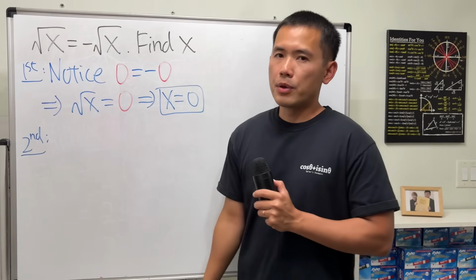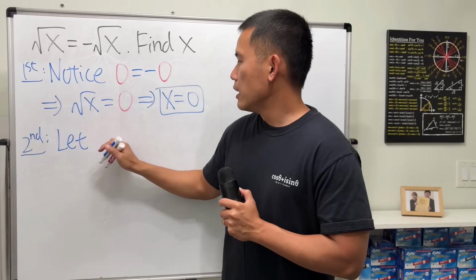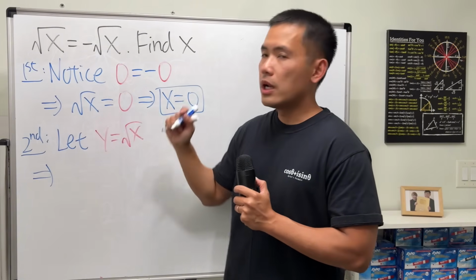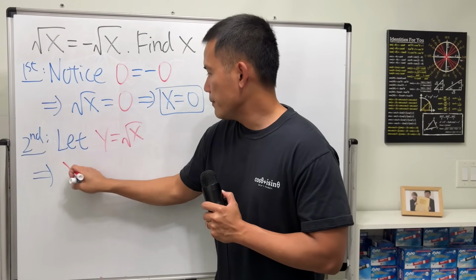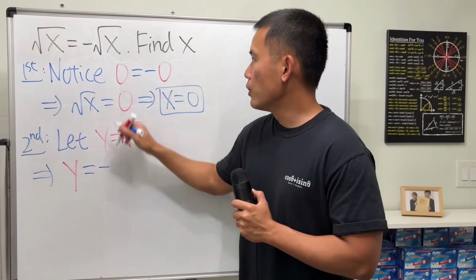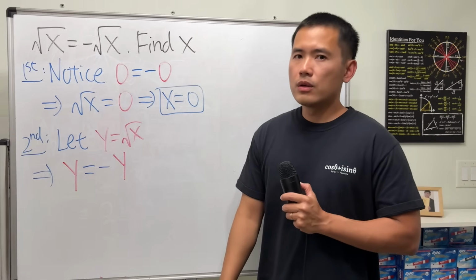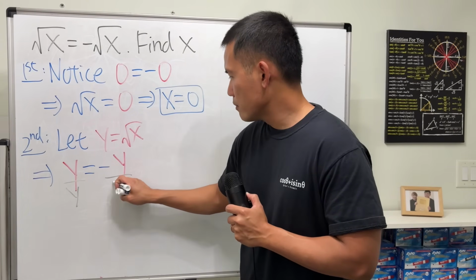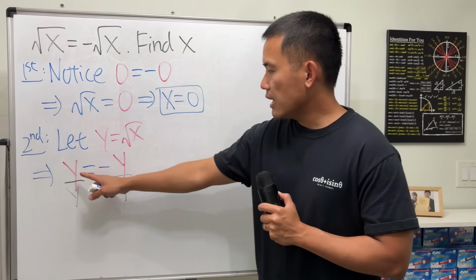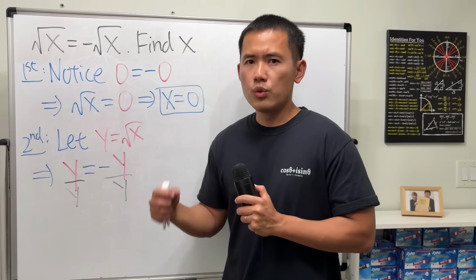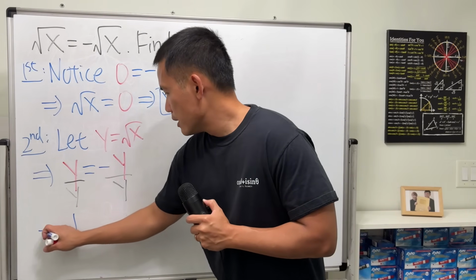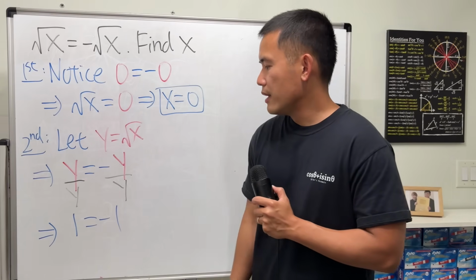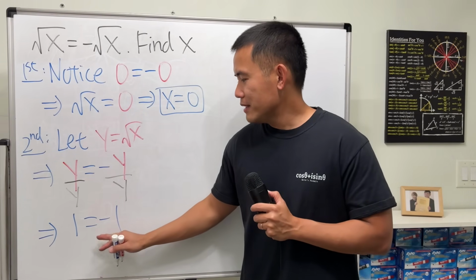So this and that, perhaps we'll start off by saying that it's equal to y, that y equals square root of x. So this equation becomes, this is the y, and that is equal to negative, that is going to be y. Okay, then what do we do next though? Right here, if we divide both sides by y, because we have y on both sides, then on the left hand side, y over y should just be equal to 1. And then the right hand side, we have a negative, and y over y once again is 1. And you see that negative 1 is equal to 1.